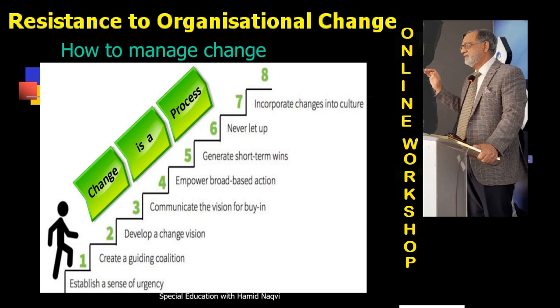And number five is empower broad-based action. And number six is generate short-term wins. What are short-term wins? As you move on, if you have got some initial success stories, do make them public and propagate them, so that those who are sitting on the sidelines, those who have pessimistic ideas, those who are sarcastic about it, should also join in, because everybody likes to be on the winning side. So generate short-term wins means this.